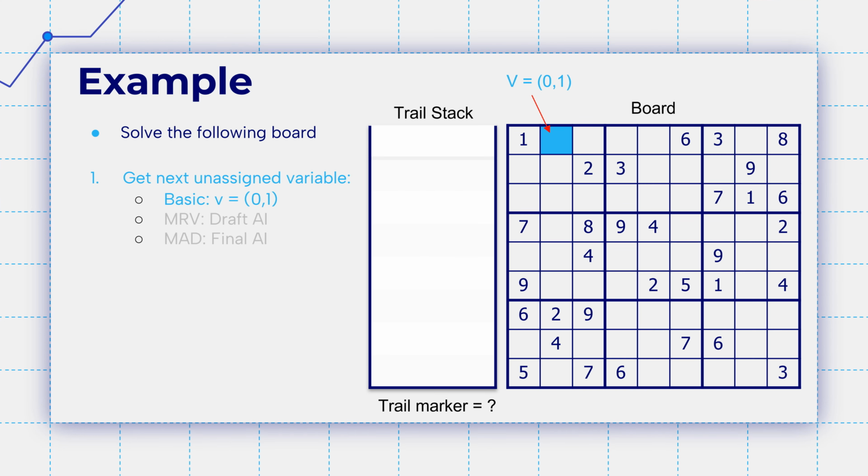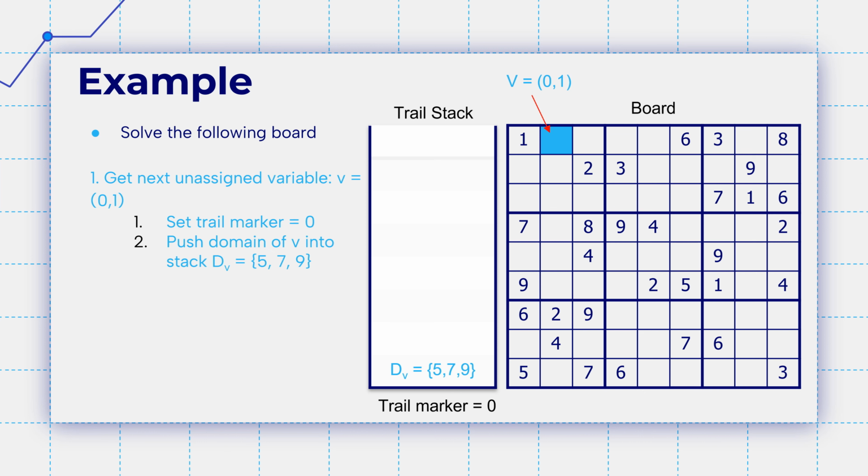Let's go through an example while keeping track of our board, variable domains, and our trail. As discussed before, we need to get the next unassigned variable. Here, for simplicity, we're using the basic one and getting the cell 01. Let's call this variable v. We set our trail marker to 0 because our stack is currently empty, and we push the domain of v, which is 5, 7, 9, into our trail. Next, we set the value of v to be the next available value in the domain, which is 5.